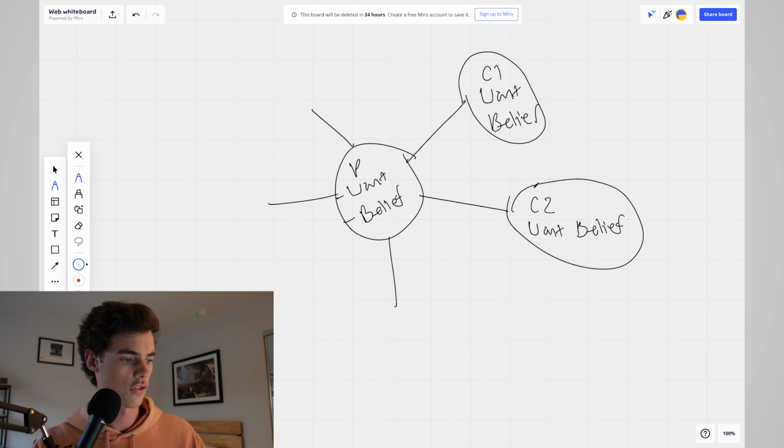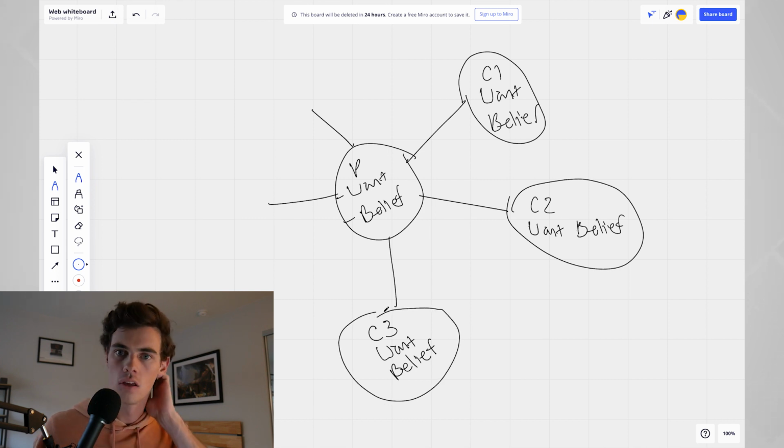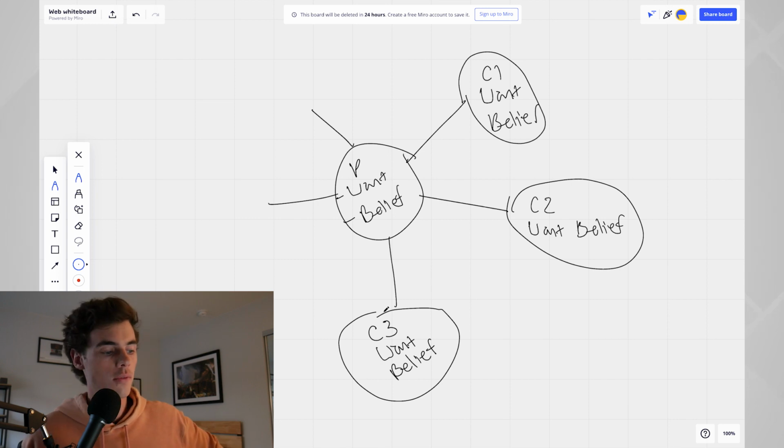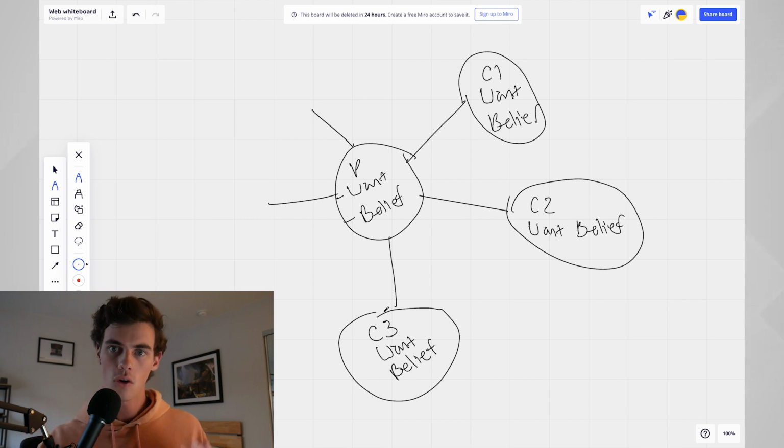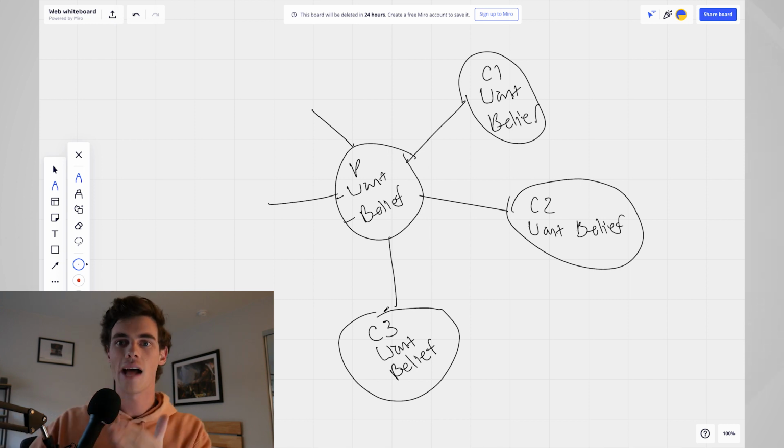Then different characters will interact with your protagonist in different ways. And so when I say that characters challenge your protagonist, what I'm saying here is that they are in conflict with them in some way. It does not necessarily mean that they are an antagonist, but they do challenge them in some way.